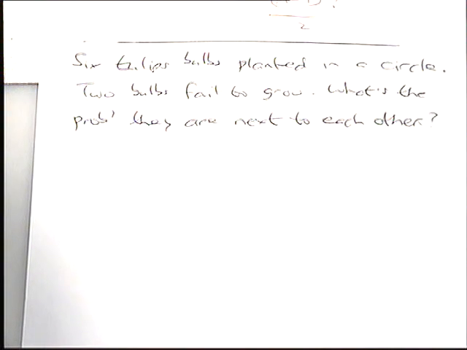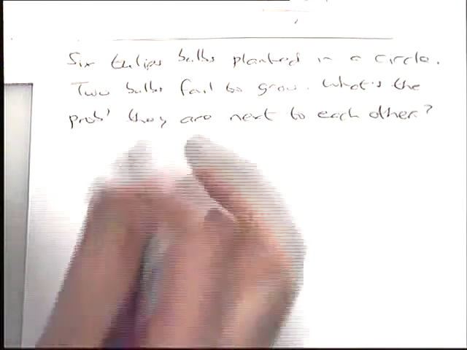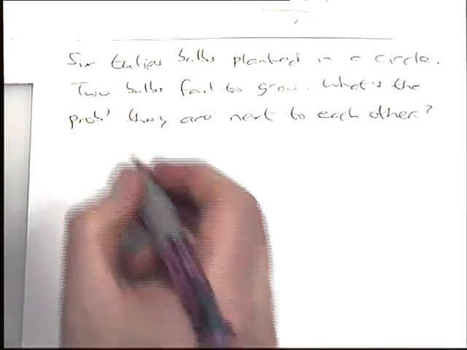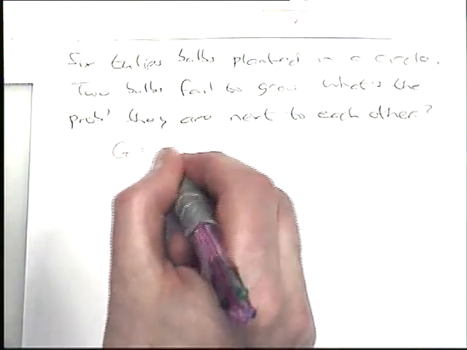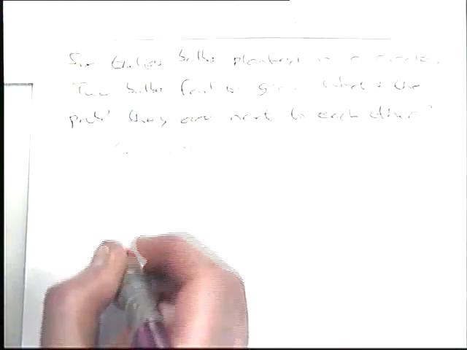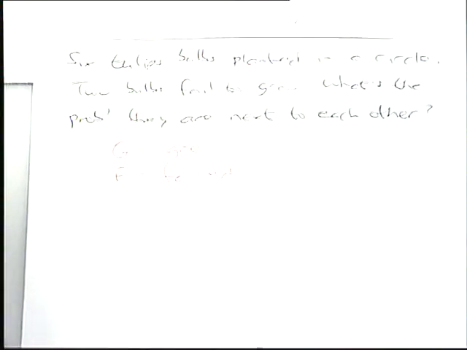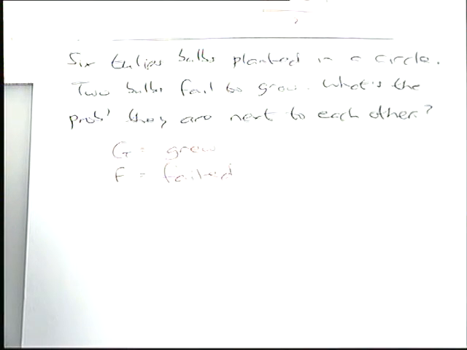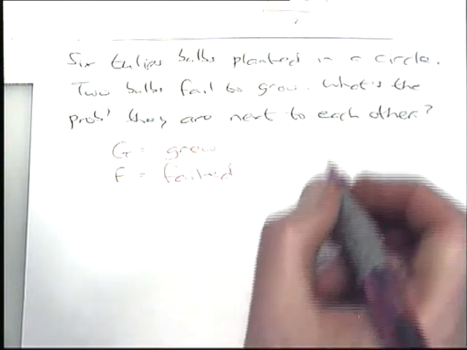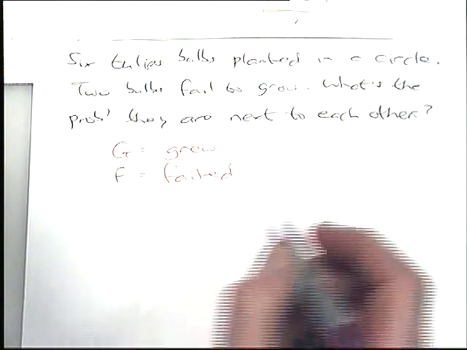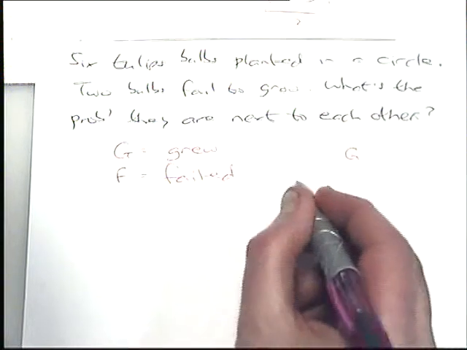They can be placed in different places. Well, I'm going to suggest to start off with this, we use a G if they grew, and an F if they failed to grow. And let's just have a think. What have we got here? We got 4 growing, haven't we? That's 4 G.